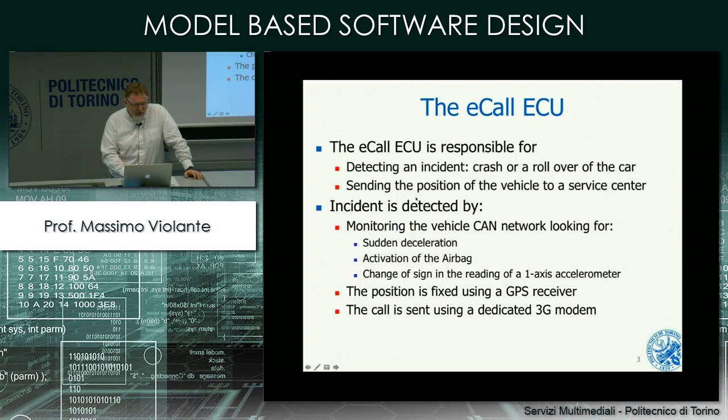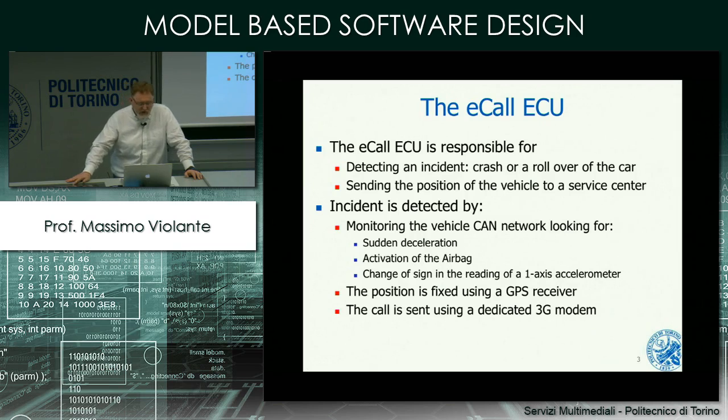Let's think about how the incident is detected. We have to detect a crash or a rollover. This means that we have to exploit a number of sensors that are within the vehicle to recognize these situations. For example, the ECU will monitor the vehicle network to recognize sudden deceleration.